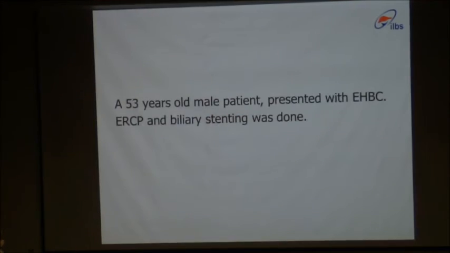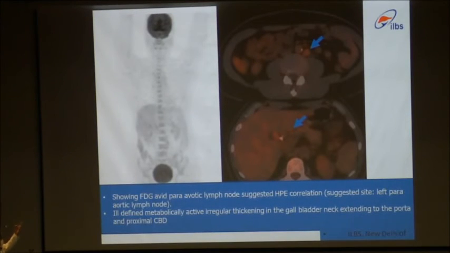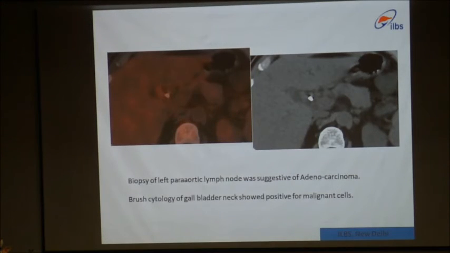A case scenario. A 53-year-old male presented with extrahepatic biliary obstruction; ERCP and biliary stenting were done. This shows the FDG-PET: a left para-aortic lymph node, and ill-defined metabolic activity thickening at the level of the gallbladder neck, extending to the porta and CBD. When biopsy was performed in the same case, the para-aortic lymph node showed adenocarcinoma, and brush cytology from the gallbladder neck showed malignant cells.